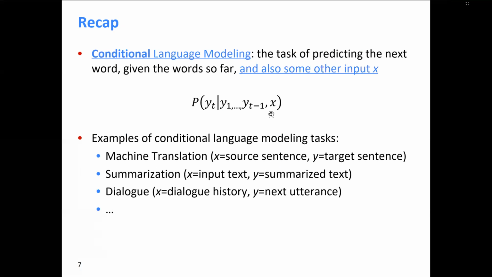Then there is conditional language modeling, because in so many tasks there is some other condition or some other input X. For example, in translation, we have the source sequence; in image captioning, X is the image; in the summarization task, the input is that paragraph or article. So we want to build a language model that is conditioned on some other input X. Examples of this conditional language modeling task are machine translation and summarization. In dialogue, your X can be all your previous dialogue history, and Y, of course, is what to say next in your conversation.